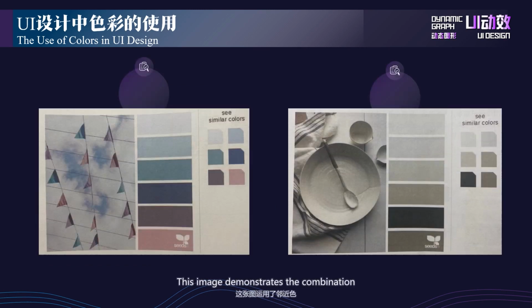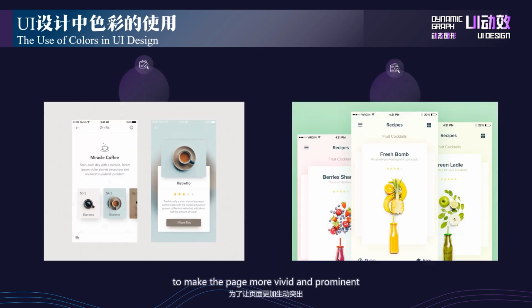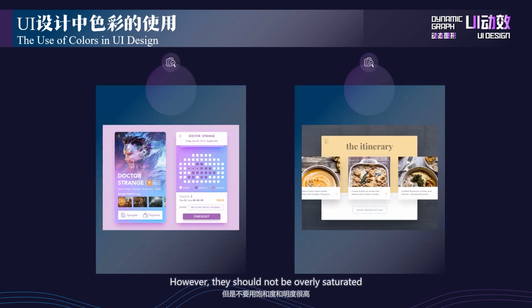This image demonstrates the combination of adjacent colors and accent colors. Usually, to make the page more vivid and prominent, vibrant colors are often used. However, they should not be overly saturated or pure, as these colors can be too eye-catching. Therefore, when designing, it is important to achieve a soft and non-stimulating appearance.